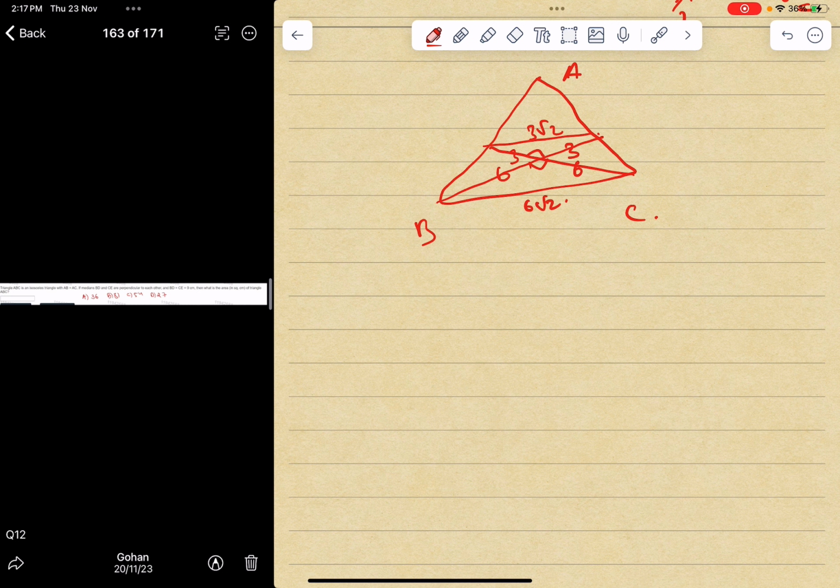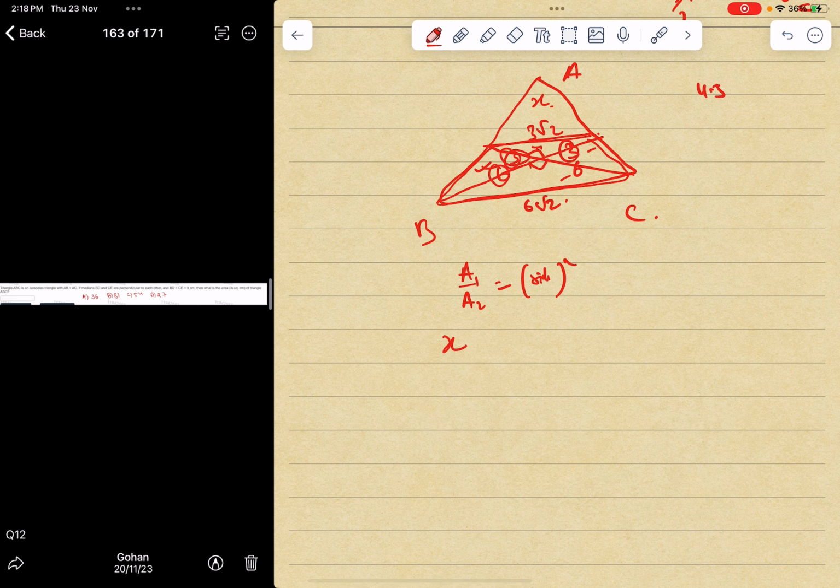Now we know that when two triangles are similar, the ratio of their areas A1 by A2 is the square of the side ratio. So suppose this area is x, then the total area will be x plus this trapezium area. Can we find the trapezium area? Yes, we have 4 right angle triangles. This area will be half of 3 into 3, so 9 by 2, which is 4.5. This area will be half of 6 into 3, which is 9, and this also will be 9. This area will be half of 6 into 6, so 18. The total is 40.5.